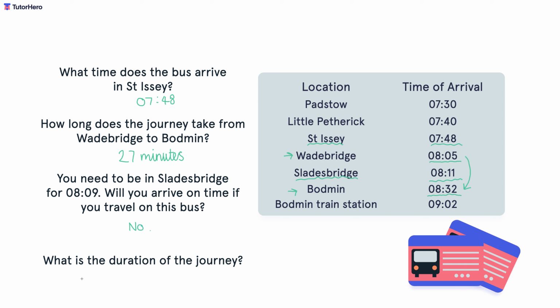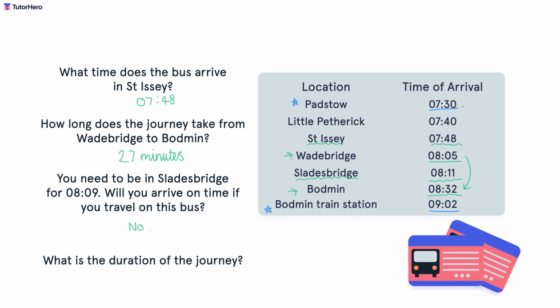And finally, what is the duration of the journey? So this means how long does the whole journey take, right from Padstow to the Bodmin train station. So if we travelled on this bus, how long would it take us to get from Padstow to the Bodmin train station? So we start in Padstow at 7:30 and finish our journey at the Bodmin train station at 9:02.